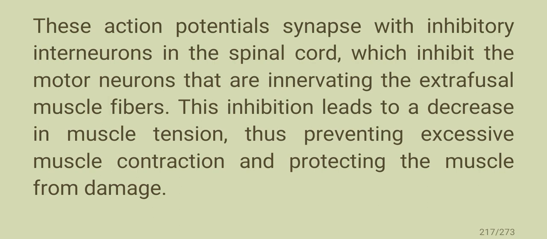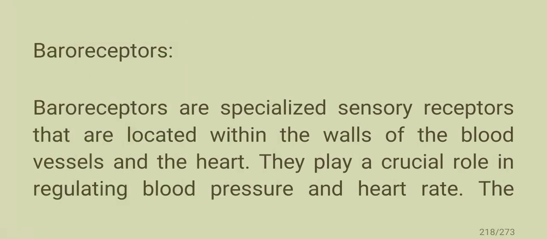Then these action potentials synapse with inhibitory interneurons in the spinal cord, which inhibit the motor neurons that are innervating the extrafusal muscle fibers. This inhibition leads to a decrease in muscle tension, thus preventing excessive muscle contraction and protecting the muscle from damage.